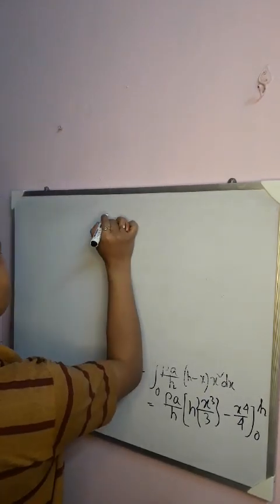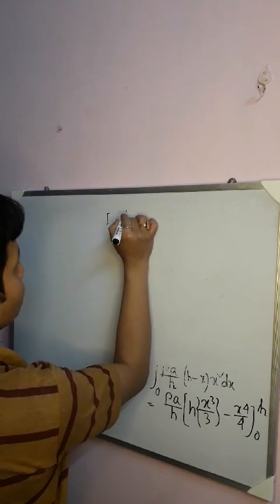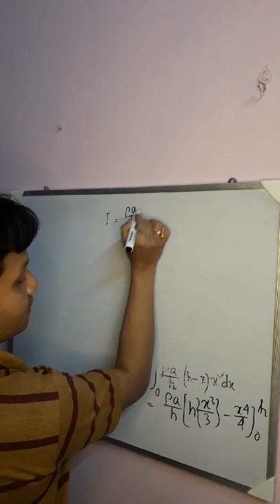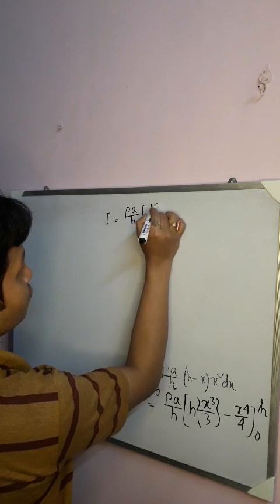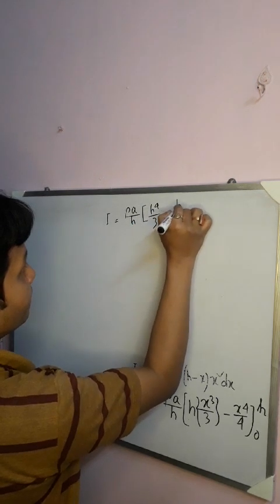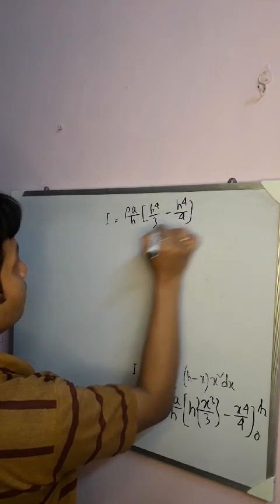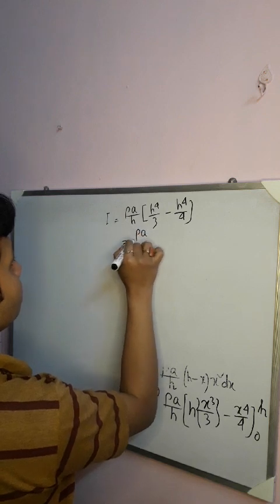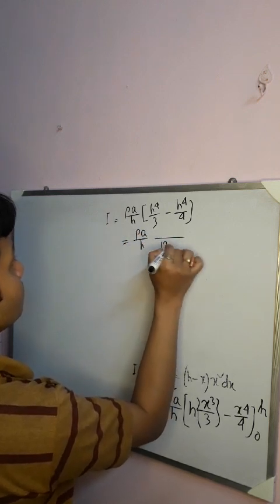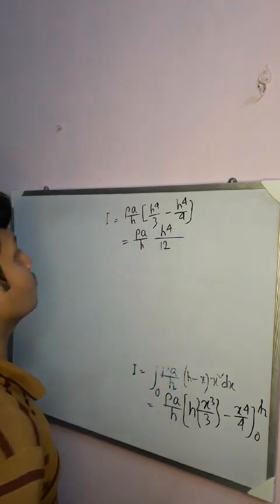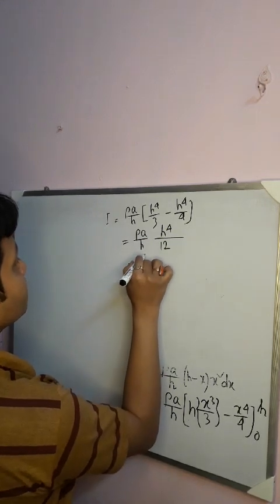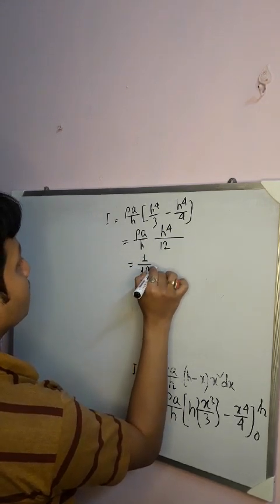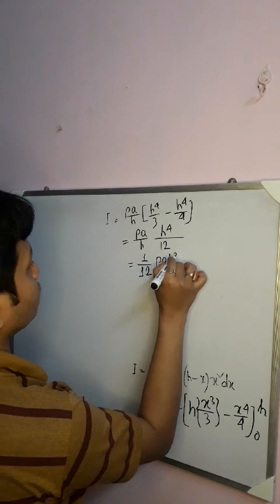So what will be my I? This is simply rho a by h times (h to the power 4 by 3 minus h to the power 4 by 4). This is rho a by h times h to the power 4 by 12. That means 1/12 rho a h cube.